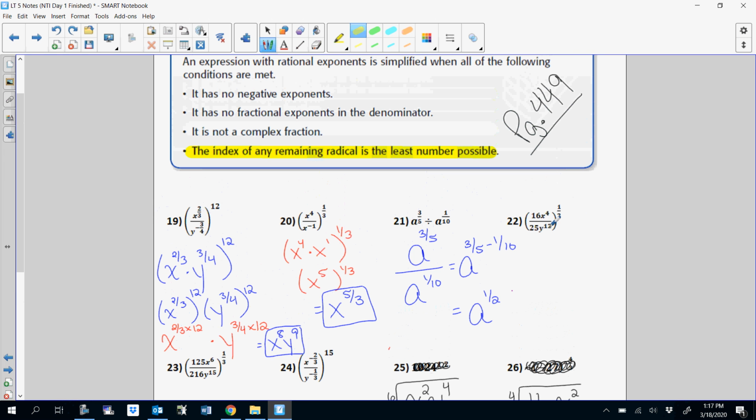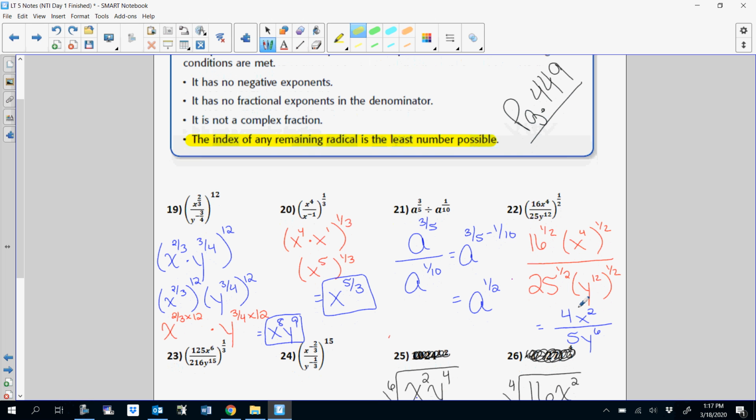22 here. Everything in this parentheses gets raised to the half. So the exponent rule says the 16 gets raised to the half. The x to the 4th gets raised to the half. In the bottom, the 25 gets raised to the power of 1/2. And the y to the 12th gets raised to the power of 1/2. The number part of this, 16 to the half, is like the square root of 16. 25 to the 1/2 is like the square root of 25. So the number part is 4 over 5.